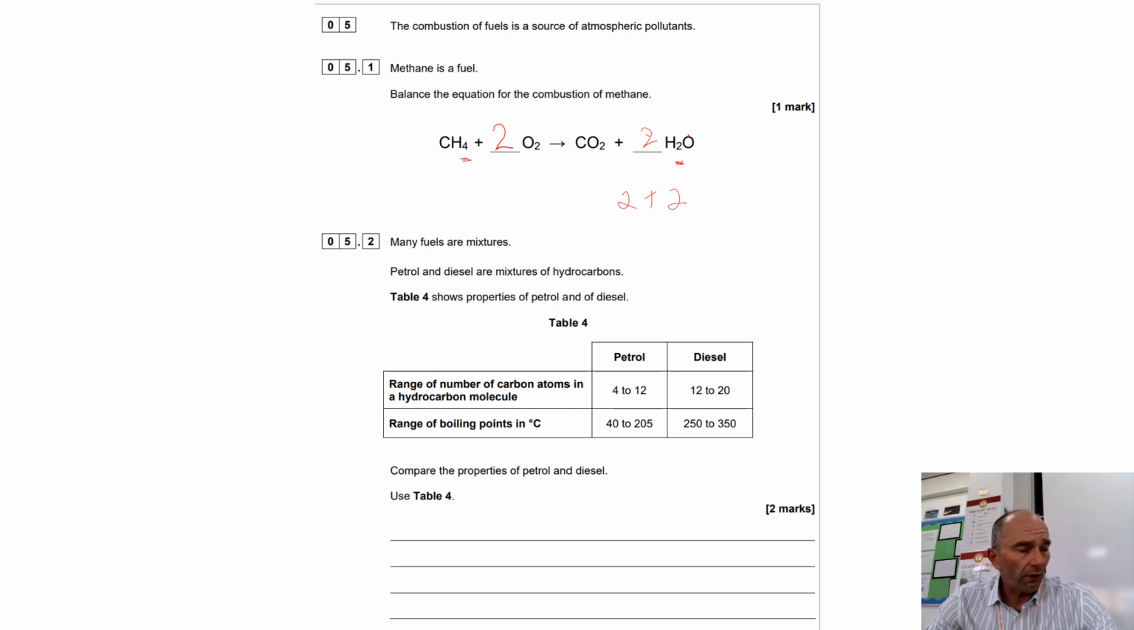Now here, probably the easiest way to go for is to say that the hydrocarbon molecules in petrol have fewer carbons in them than diesel. That's what this bit of the data is all about. And then the other bit of the data, you could say that petrol has a lower boiling point than diesel. And there's 2 marks. You could do it the opposite way, say that diesel's got a greater number of carbon atoms in the hydrocarbon chain. You can talk about diesel having a higher boiling point as well. But either way, you've got both marks from that.